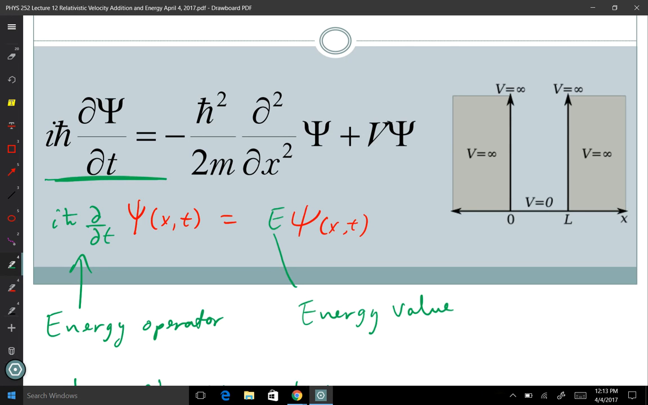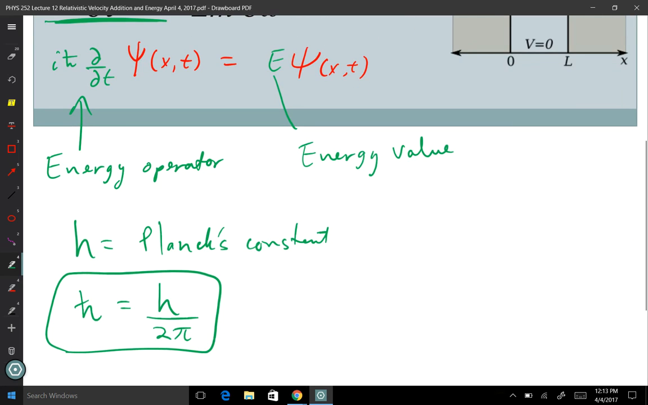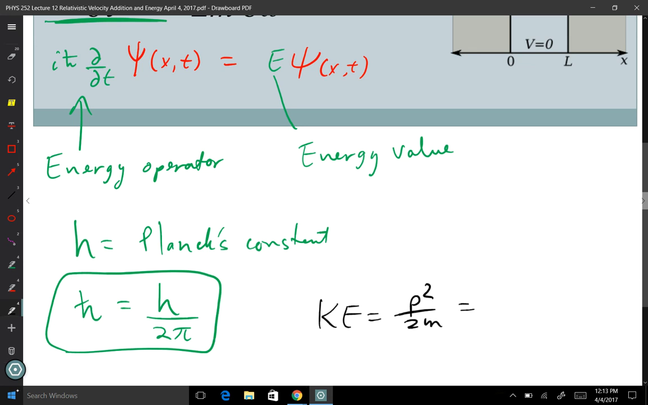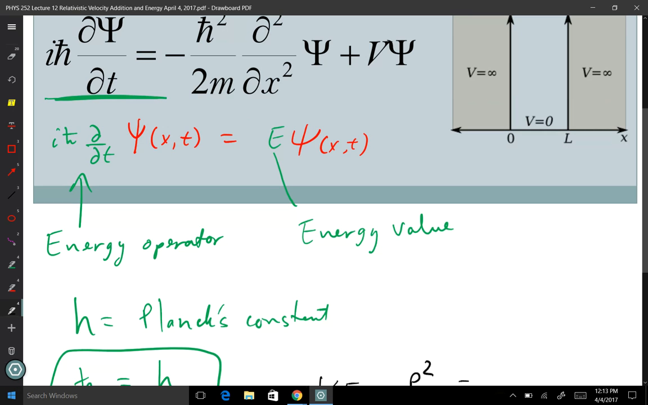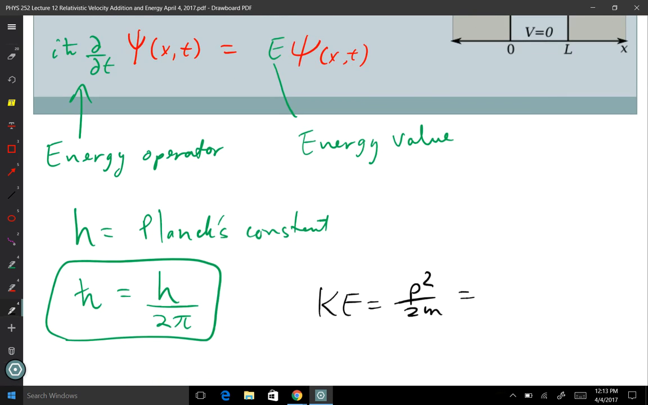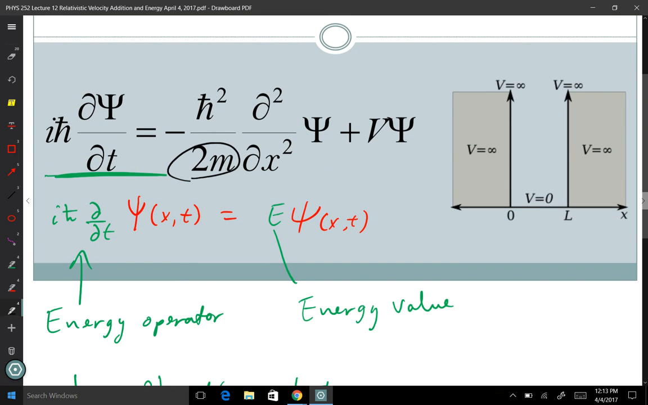Now, what is the equation for kinetic energy in terms of momentum? No, simpler. We know that kinetic energy is p squared over 2m, and so that means my kinetic energy operator should be the momentum operator squared over 2m. Well, we can immediately see where this 2m comes from. And what's left must be my momentum operator squared.